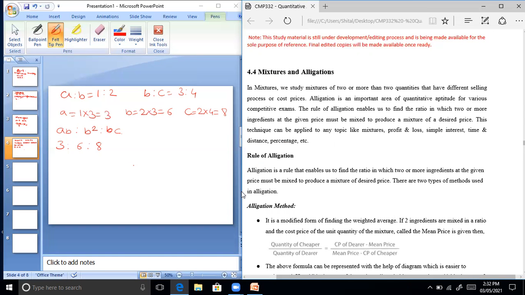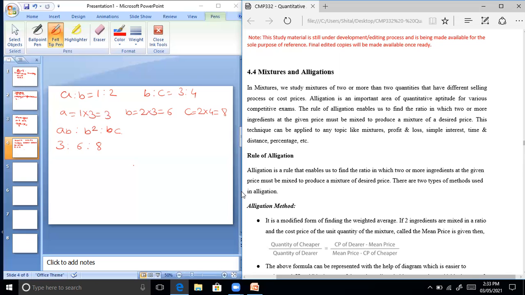What is mixture and allegation? In mixture, we study mixtures of two or more than two quantities that have different selling prices or cost prices. Allegation is an important area of quantitative aptitude for various competitive exams. The rule of allegation enables us to find the ratio in which two or more ingredients at the given price must be mixed to produce a mixture of desired price. This technique can be applied to any topic like mixture, profit and loss, simple interest, time and distance, percentage.